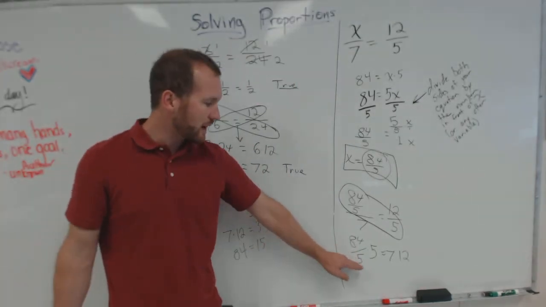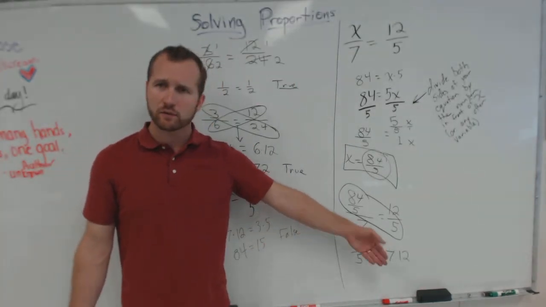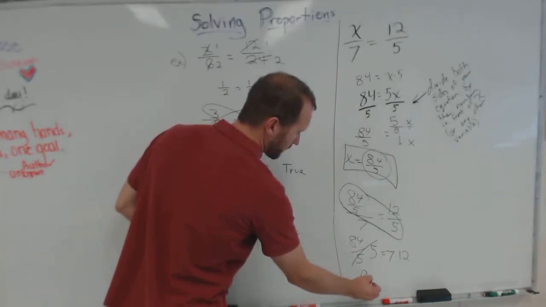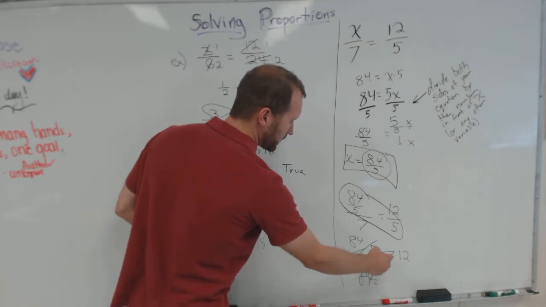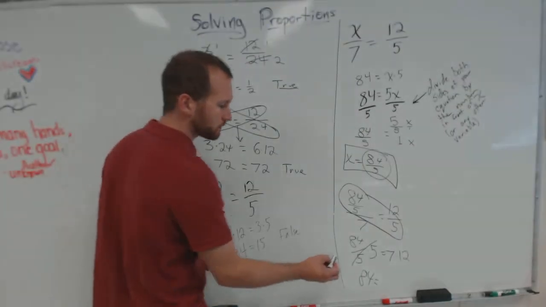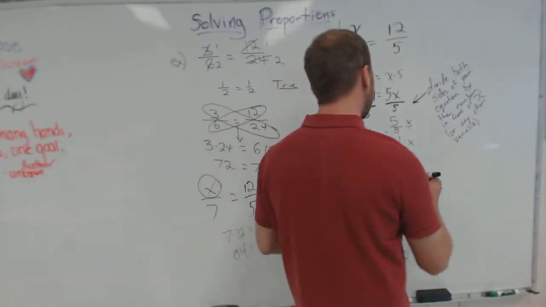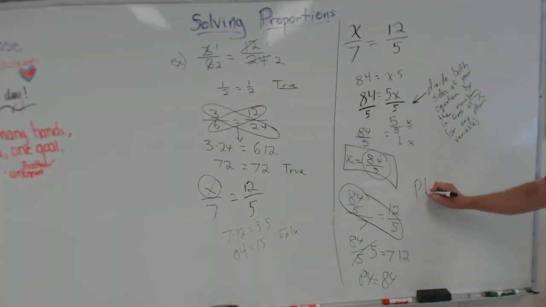So 84 divided by 5 times 5, those just cancel. On this side I have 84 equals 7 times 12. And this is called plugging in to check. Plug in to check.